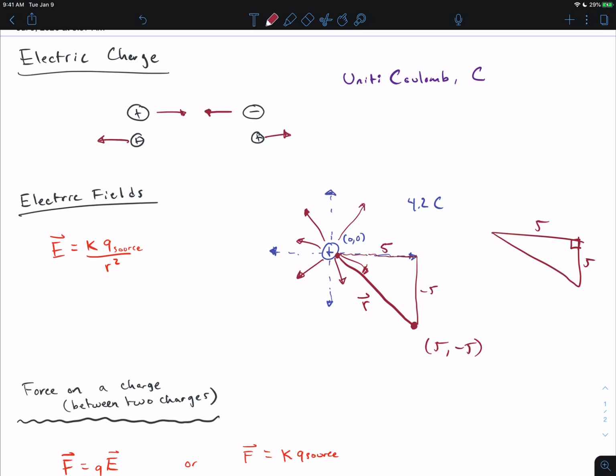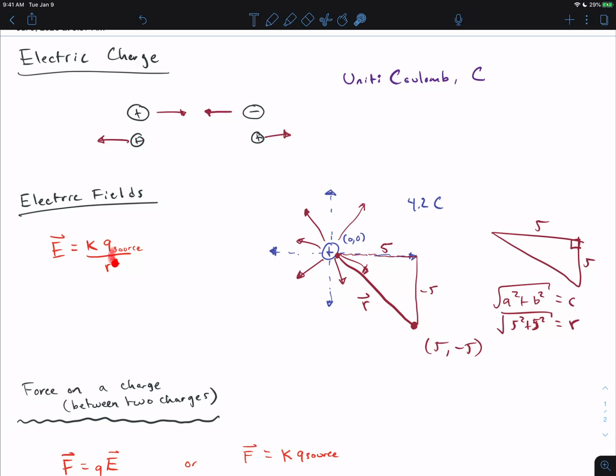In this case, we're using a squared plus b squared, and the square root of that is c. So this would just be 5 squared plus 5 squared, and we take the square root of this to give us my R, we'll call it.